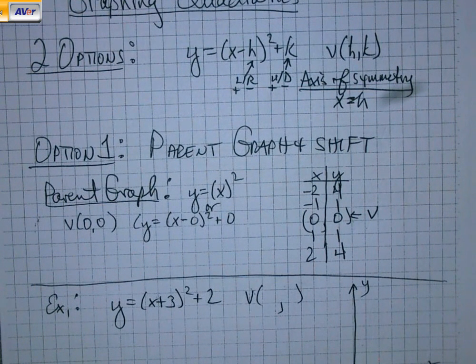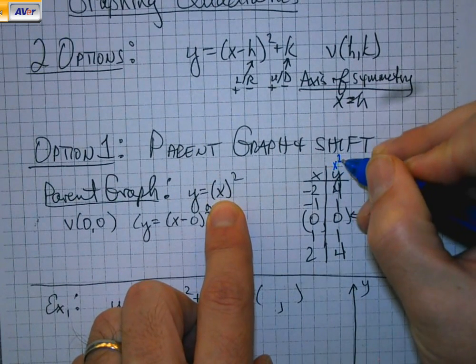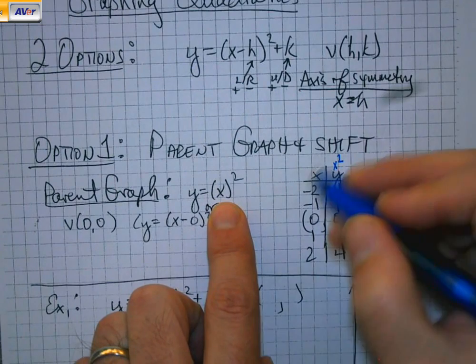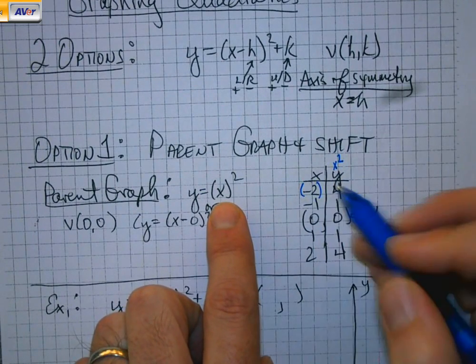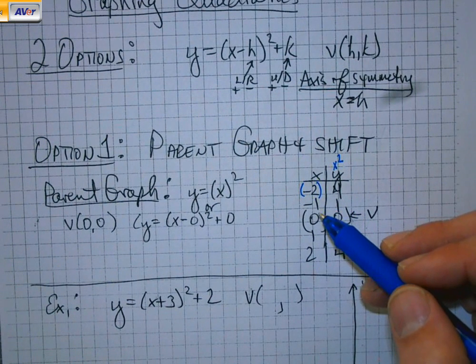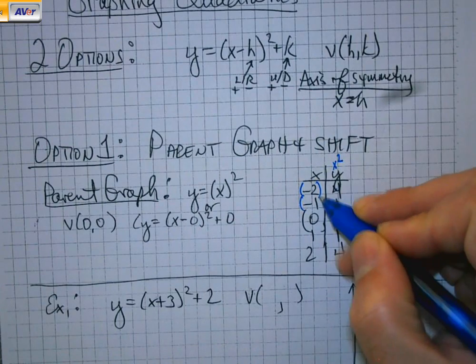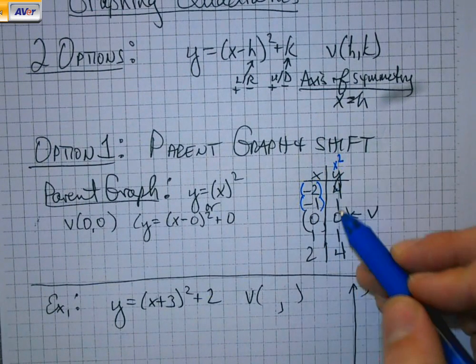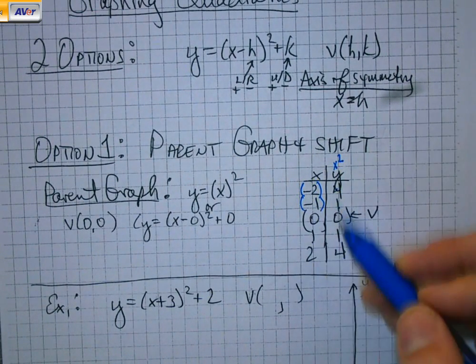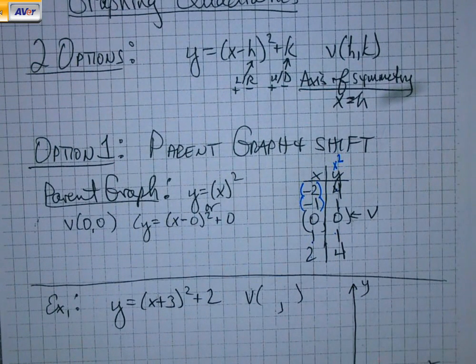The y column, just like we've had before, is just plug this in. So this is really just going to be x squared. If I take -2 and I square it, in parentheses, the parentheses, got to remember those. -2 times -2 is 4. Okay, -1 times -1 is 1. 1 times 1 is 1. 2 times 2 is 4. And I get this curve, this thing called a parabola.